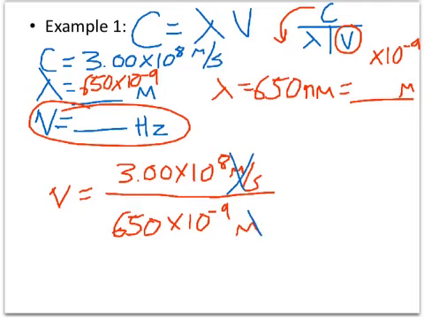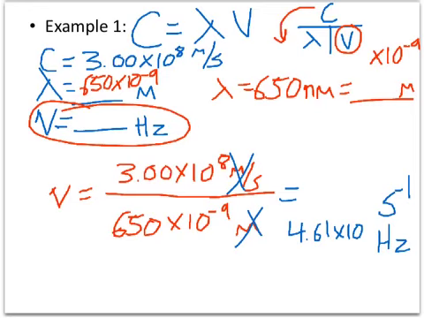So my meters would cancel out, and I'd be left in seconds minus 1, or hertz. And my answer would be 4.61 times 10 to the negative 14th, I believe. I can't read my writing there for a second, but it's the negative 14th. So that's my answer. Pretty simple to manipulate that equation. All I have to do is find my unknown if I know two of those terms.